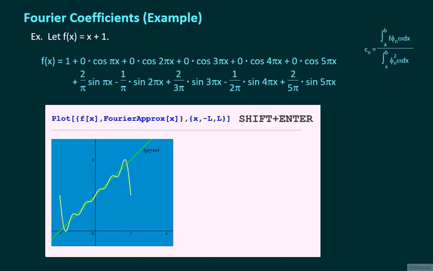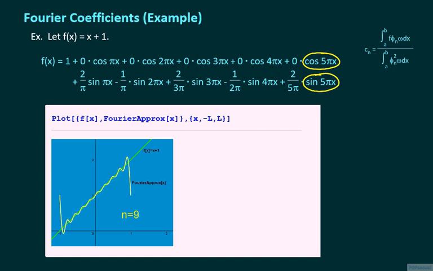The graph of f, of course, is the straight line tilted at 45 degrees, while the twisty curve is that of the Fourier approximation. We can say that the Fourier approximation has degree 5 because it goes all the way up to cosine 5 pi x over L and sine 5 pi x over L. This approximation is of degree 6, degree 7, 8, 9, and 10.